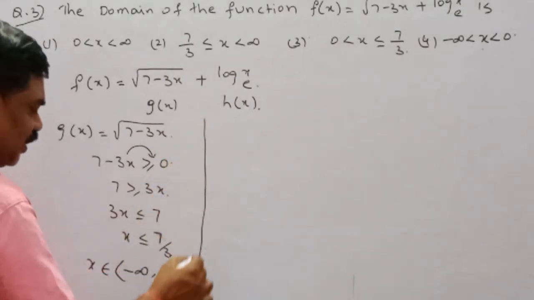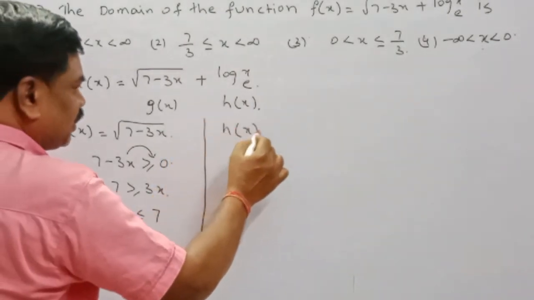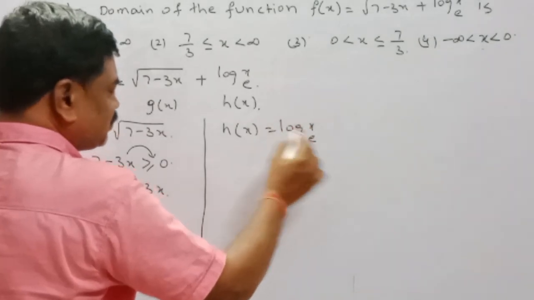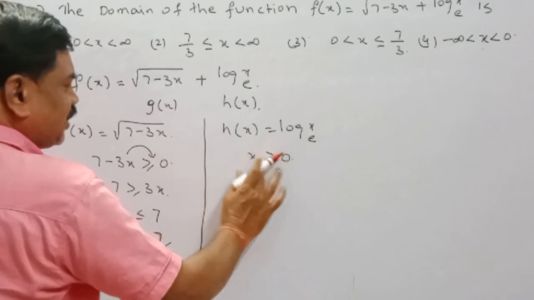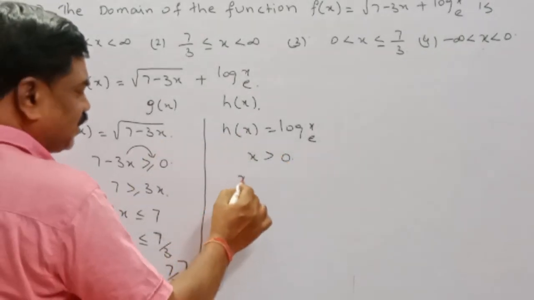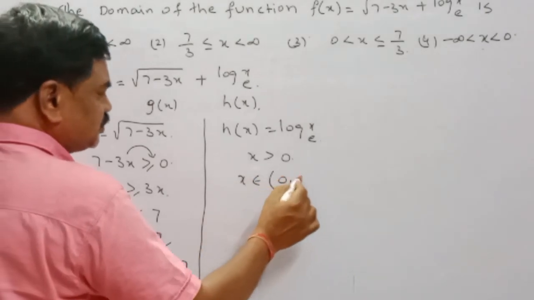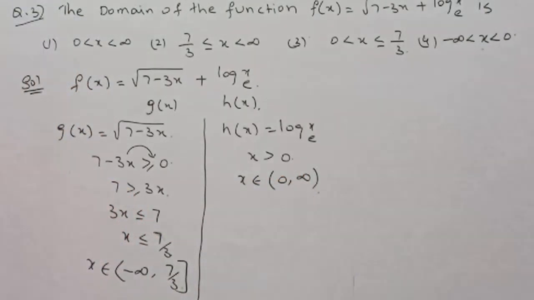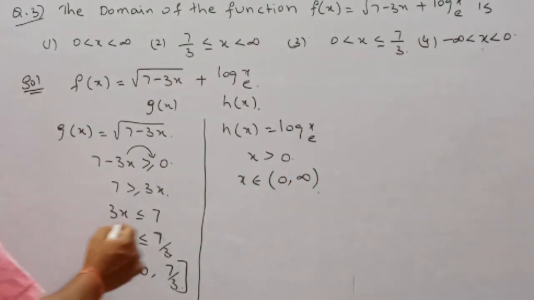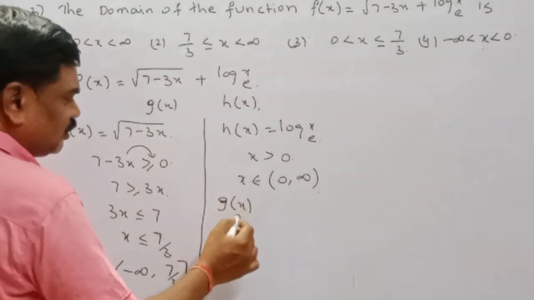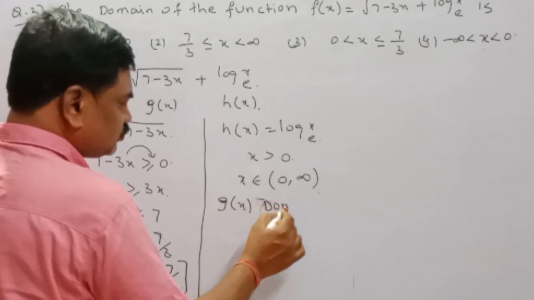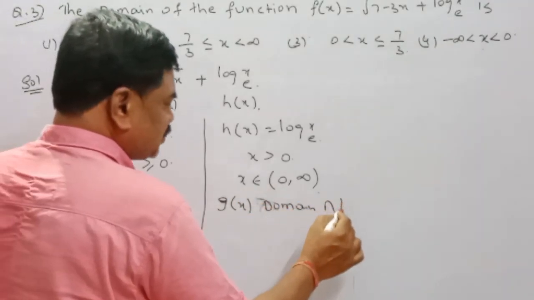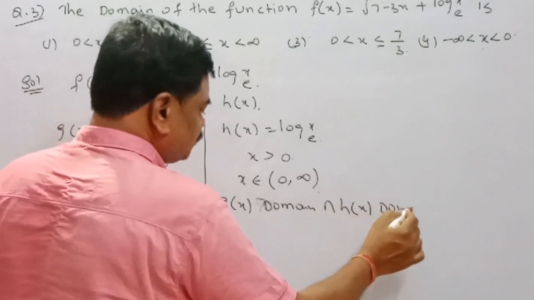And one more, here h of x you take. h of x is equal to log x base e. x must be greater than 0. x greater than 0 means x belongs to 0 to infinity. So here the domain of g of x function intersection the domain of h of x.